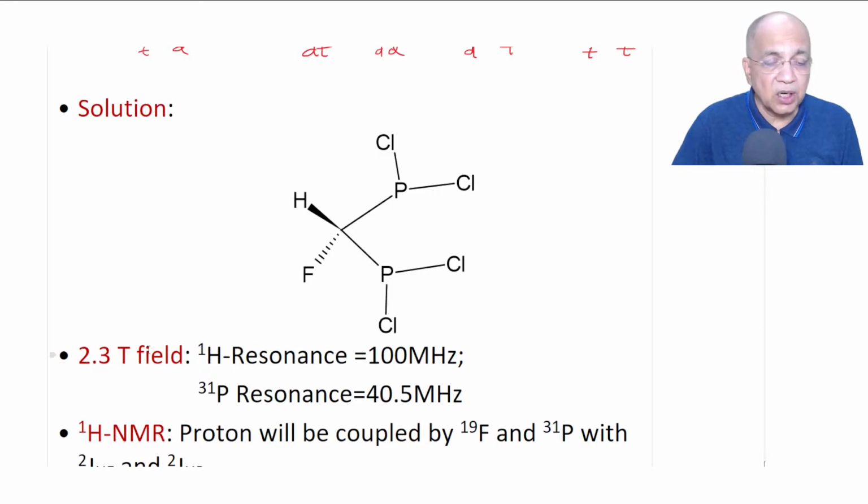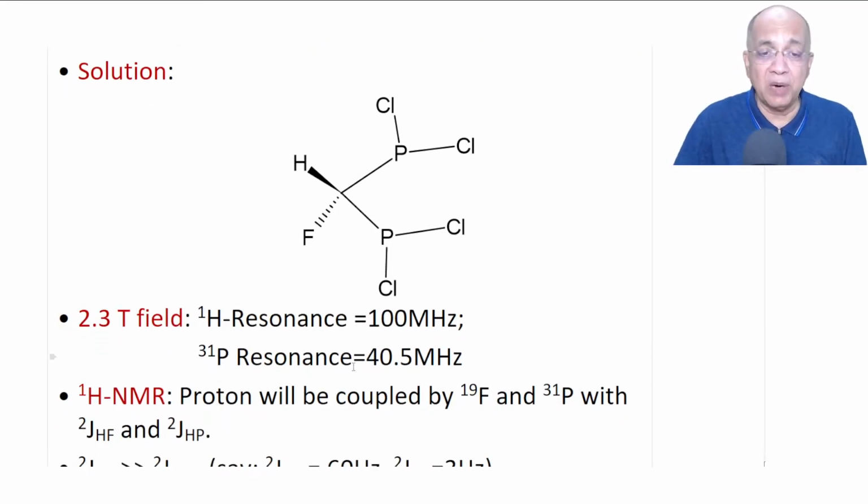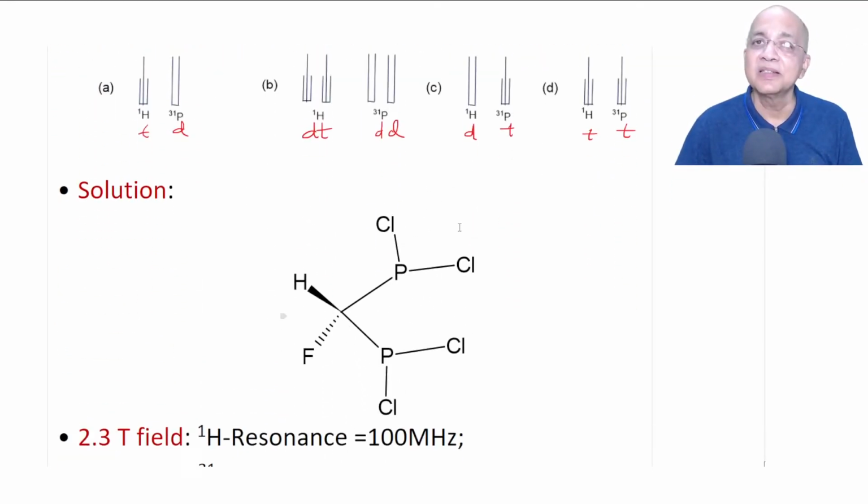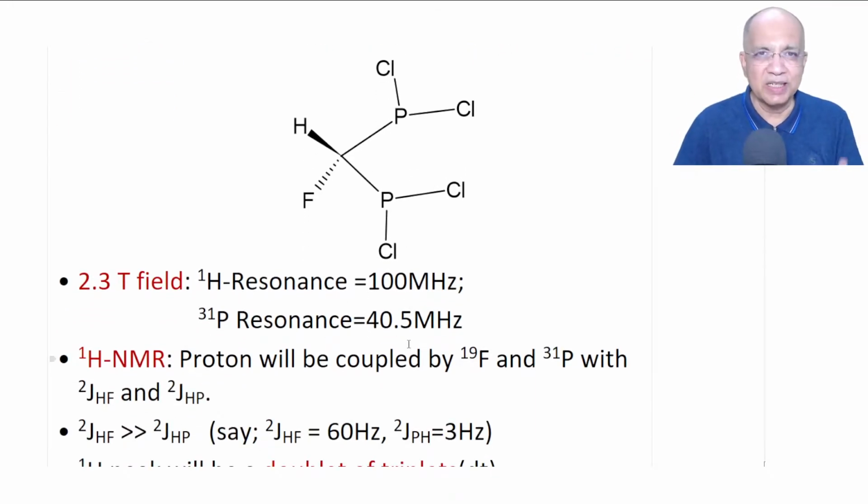Now, before that, let me remind you that in a 2.3 Tesla field, for example, proton resonates at around 100 megahertz. That is the Larmor frequency for proton resonance. But in the same field, the phosphorus-31 resonance occurs at a different place. Fluorine also resonates at a different frequency, 92 point something. Here there is no fluorine resonance, that is why I have not recorded 92 point something. So phosphorus-31 resonates at 40.5 megahertz, around that, depending on the electronic environment.